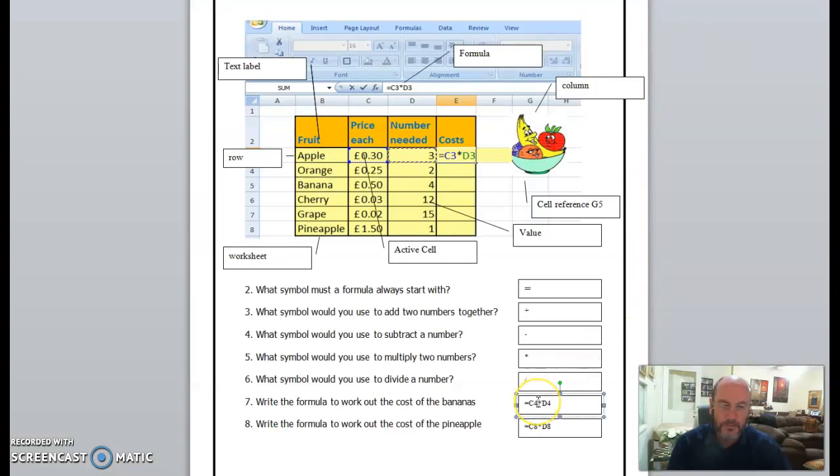There's one error here. This is C5 times D5. So this one is wrong. This is C5 times D5. I just got it from one of the students. But everything else is correct. Text label, formula, column, cell reference G5, value, active cell, worksheet, row, and the symbols here. Equals, plus, minus, times, divided by, equals C5 times D5, because the question is about the banana, not about the orange, and equals C8 times D8.